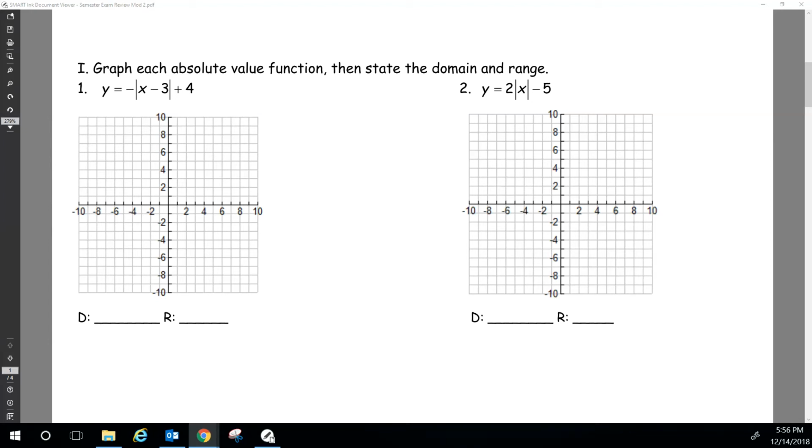Hello, Algebra 2. Here's semester exam review, module 2. We are on to absolute value functions.